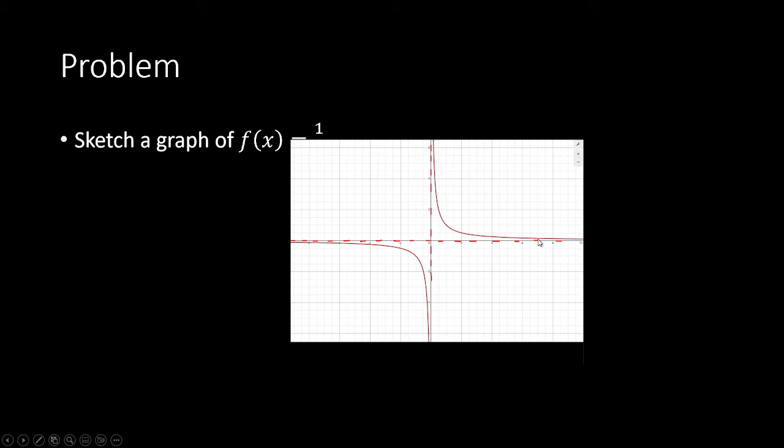This dotted line represents something called an asymptote. You have a vertical asymptote and a horizontal asymptote. With both the vertical and horizontal asymptote, the graph will come really close to it, but it will never touch it or go over it. Okay.